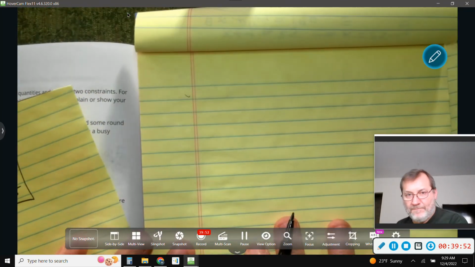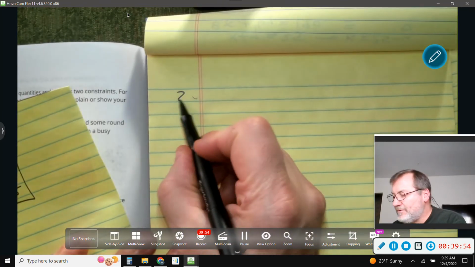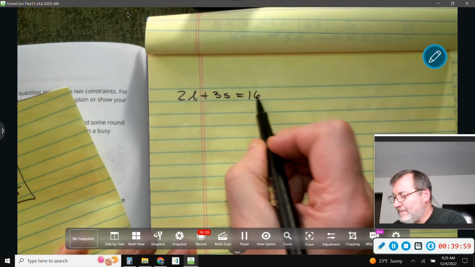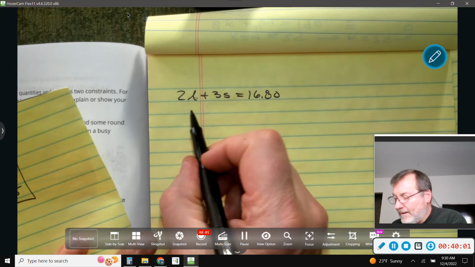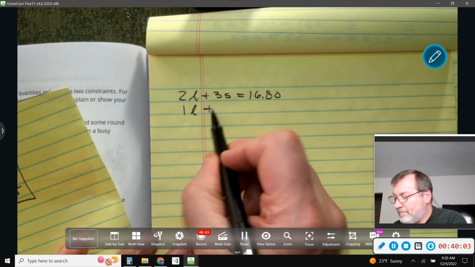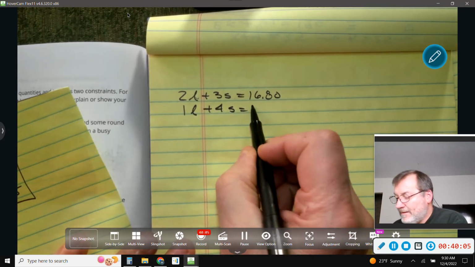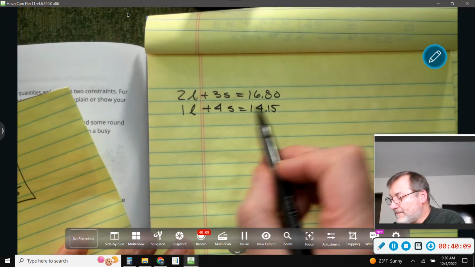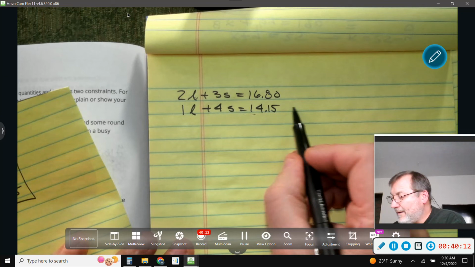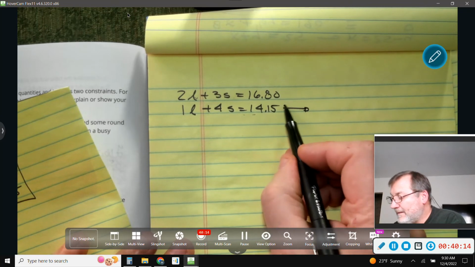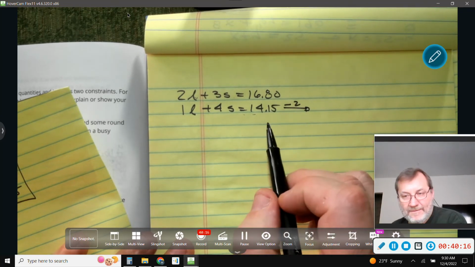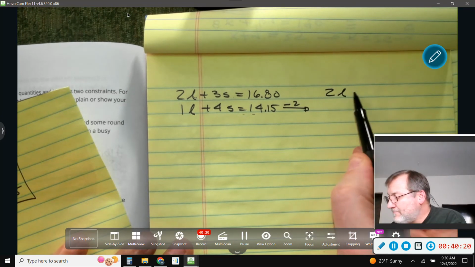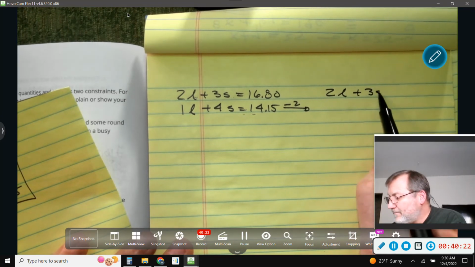Let's write them down. So I've got 2L plus 3S equals 1680. And then I got 1L plus 4S equals 1415. Okay? What I'm going to do is multiply this bottom one by a negative 2. And you'll see why I chose negative 2 in a minute. I just keep the top one like it is.